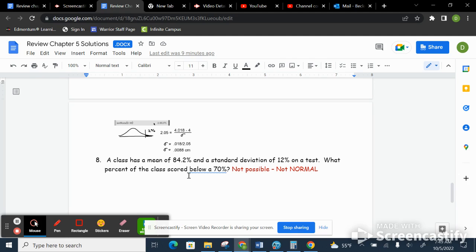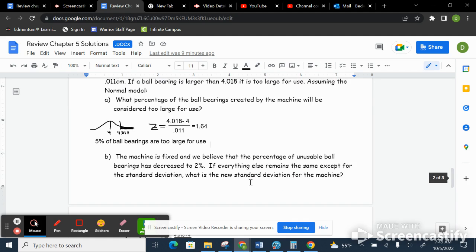Number 8, it says what percent of the class scored below 70%. Just because these are percentages, you can have means and standard deviations that are percentages as well, but I can't do this one because it's not given as normal. Sorry, I know that was a quick rundown. I just want to make sure that when you do these problems, you show all 4 things.